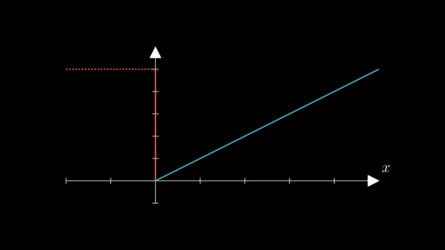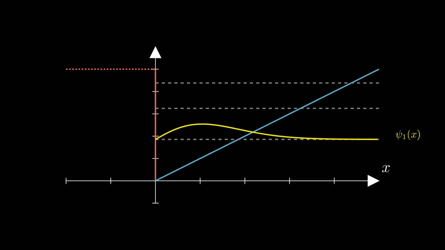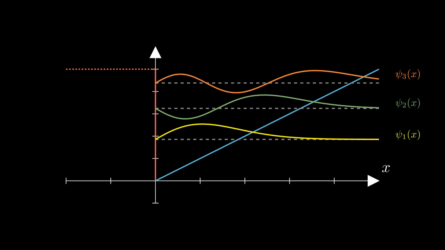Plotting the first few eigenstates at the height of their corresponding energy levels overlaid on the potential, you can see that we get the following behavior. Essentially, the bound state is oscillatory between z equals 0 and the classical turning point, and then transitions to an exponential type of decay. As I stated before, this decay is actually faster than exponential.